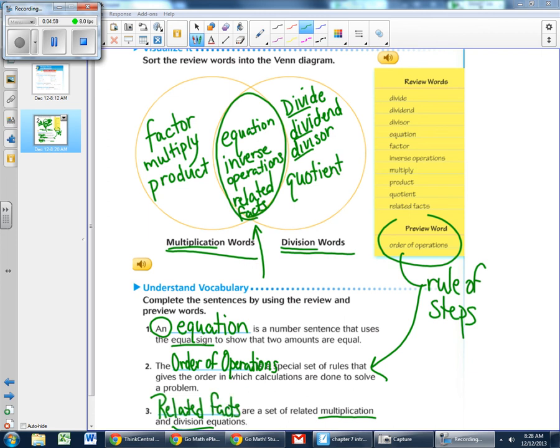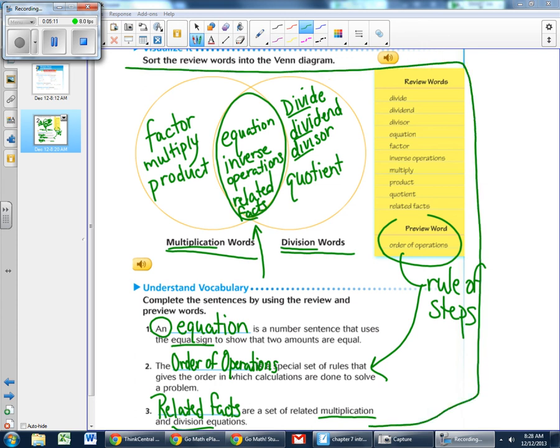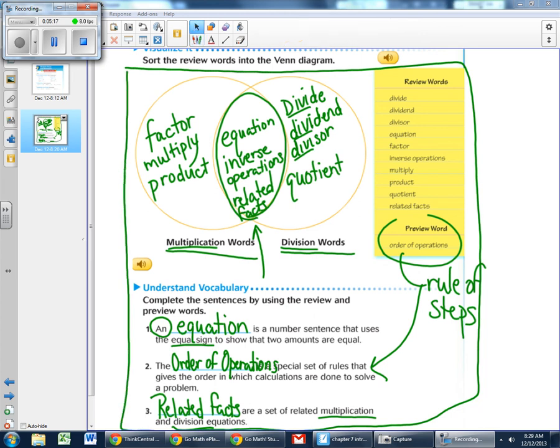Please start a section in your math journal. Label it Chapter 7 and go ahead and tear this page out and cut this portion off of the page and glue that in Chapter 7 so that you have a reference to those vocabulary words as we go on in this chapter.